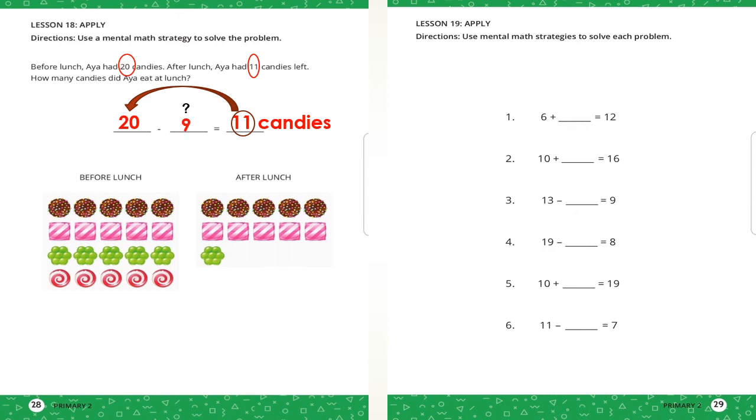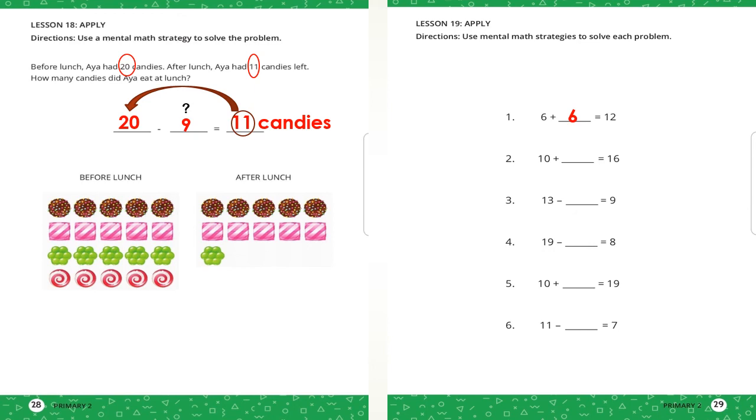The next part. Use mental math strategies to solve each problem. 6 plus what equals 12? It's a missing number. We said if we have a missing number, we will count from small to big. Count from 6 to 12. After 6, 7, 8, 9, 10, 11, 12. It's also a double. 6 plus 6 equals 12.